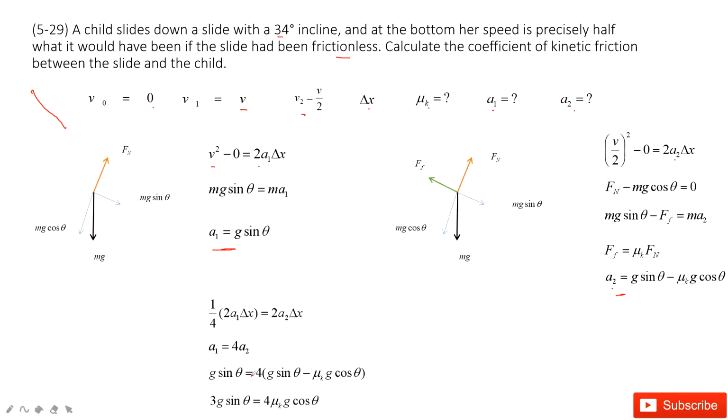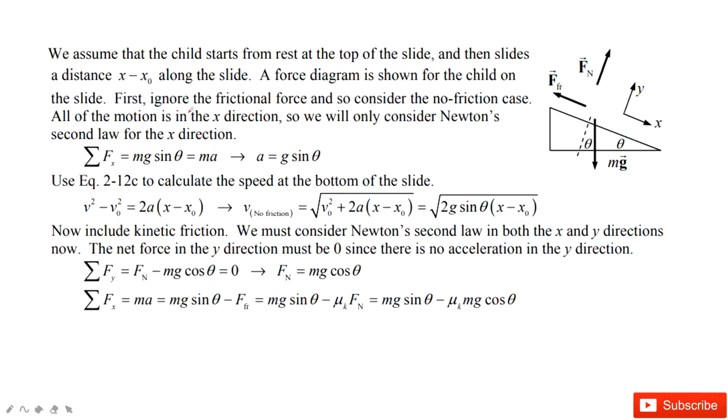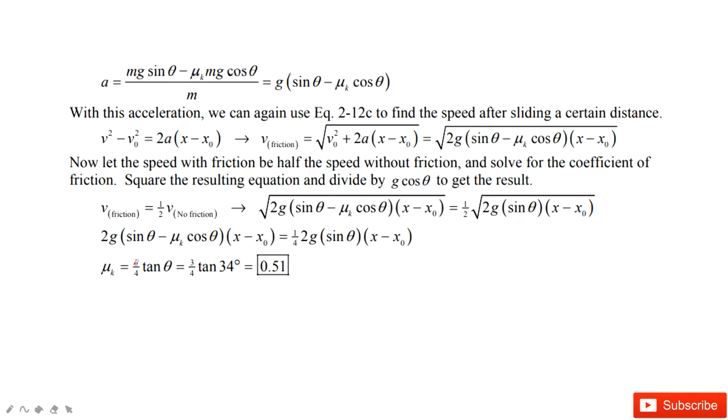And then we can simplify this equation. We find mu k is 3/4 of tangent theta, and angle theta is given. So in this one, you can get mu k. See, is it difficult? Not so much, but yes, we need to use acceleration as a bridge to solve for mu k, right? So when you do these calculations, you find mu k is 3/4 of tangent theta, and angle theta is given. You find the final answer is 0.51.